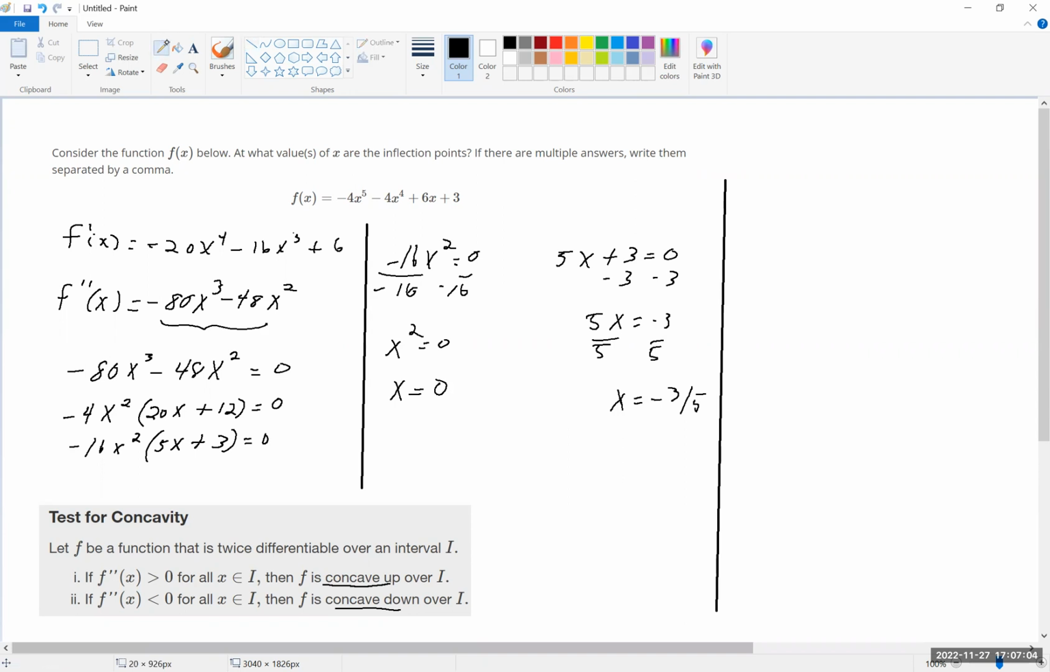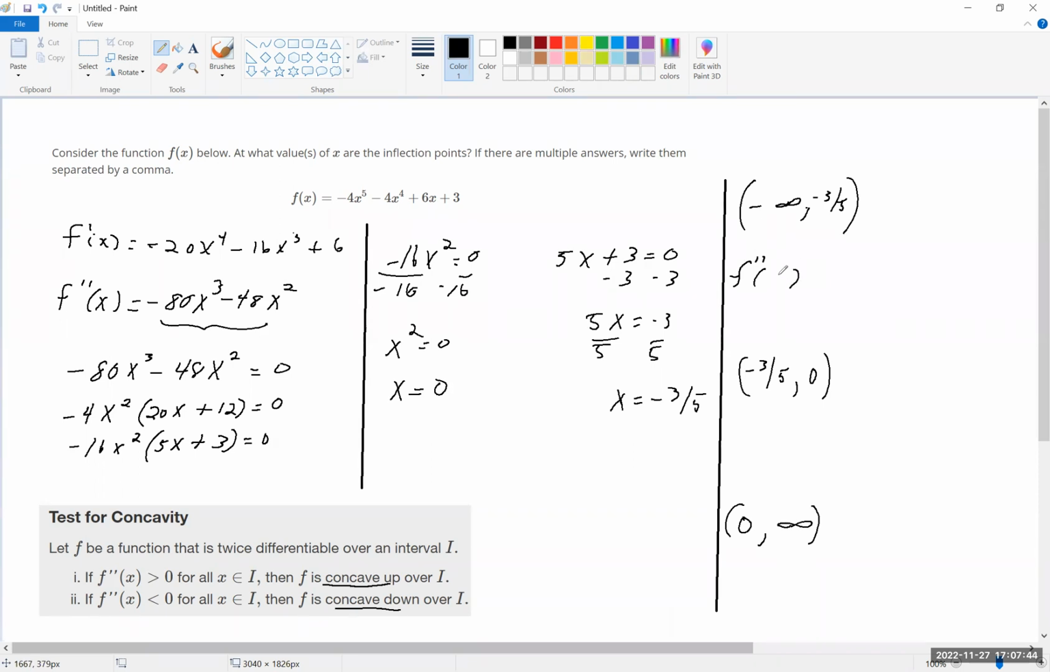where we see that we have the interval from minus infinity to negative 3/5. And then we have another interval that goes from minus 3/5 to 0. We have an interval then that goes from 0 to infinity. And we'll go ahead and test a point from each of these.